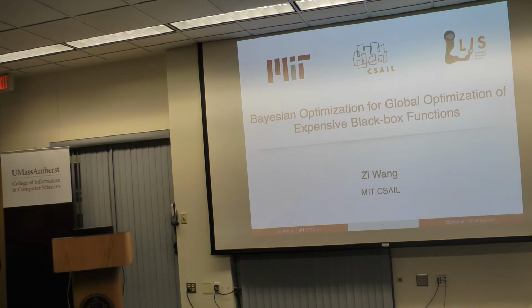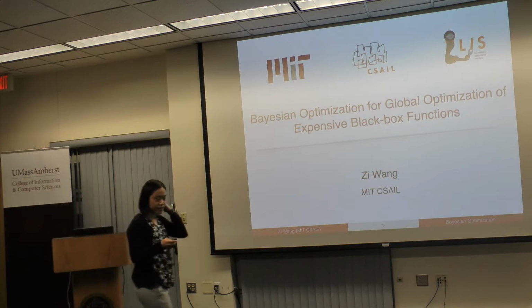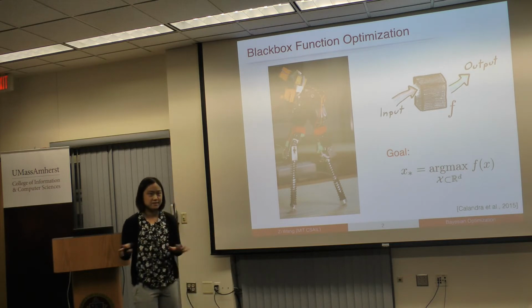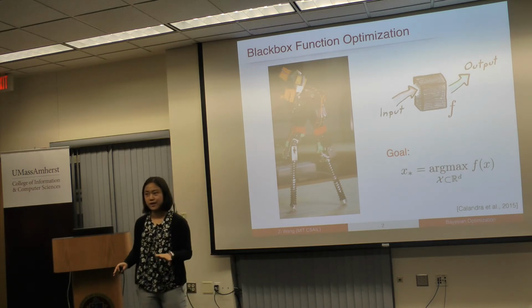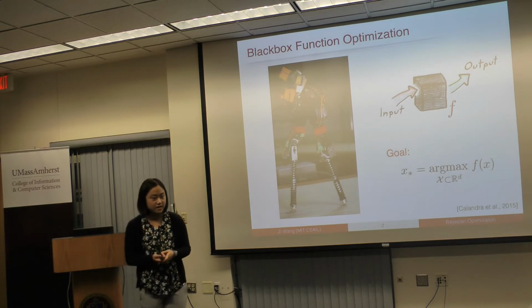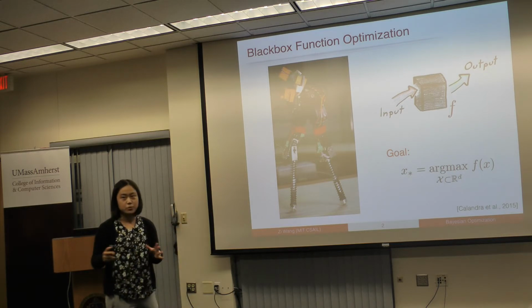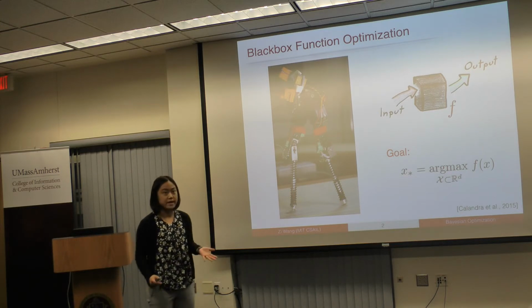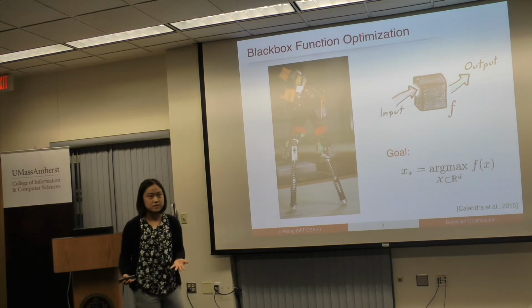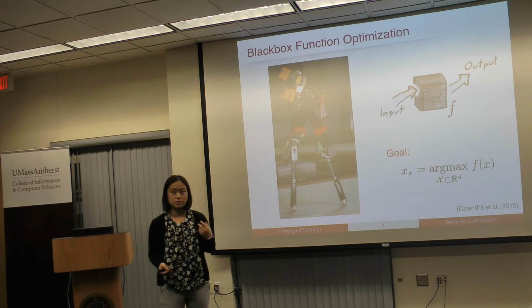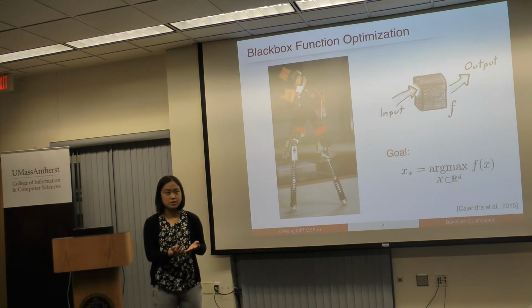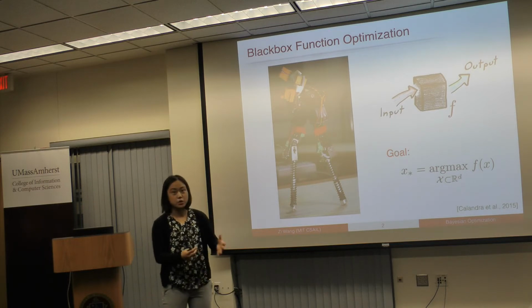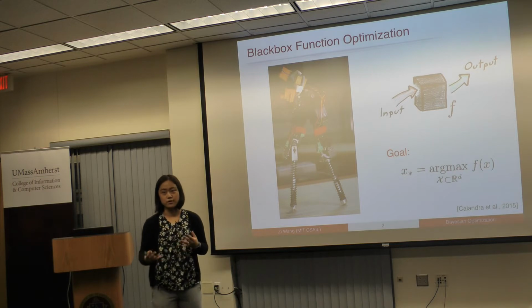Can everyone hear me? Okay. All right, so let's get started. First, let's really look at what this problem of black box function optimization is. Imagine we have a walking robot, and what we want to do here is to optimize its walking speed. But the only thing we can do is to test some control parameters on the robot, see how it works by executing some programs and measure its walking speed.